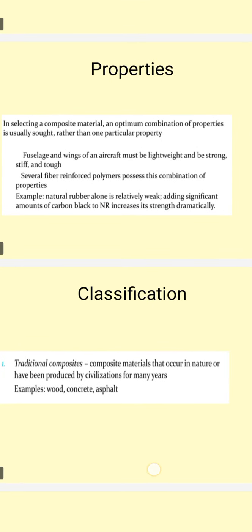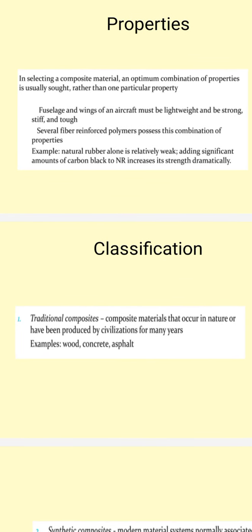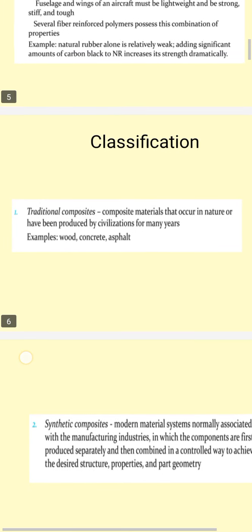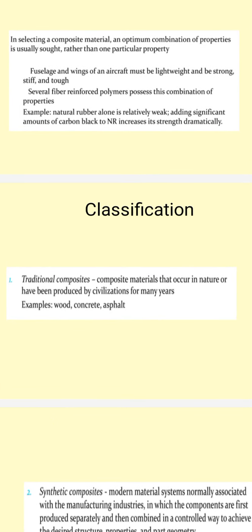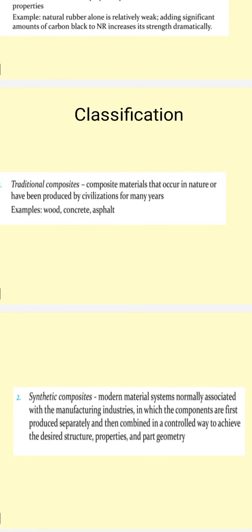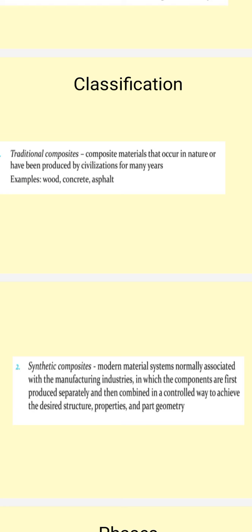Next, we can see classification. Okay, we have two types of composites. The one which is traditional composite and the other which is synthetic composites. So let's see traditional composites first. Composite materials that occur in nature or have been produced by civilizations for many years. For example, wood, concrete, asphalt. Whereas synthetic composites are the man-made or made in laboratory or industry.